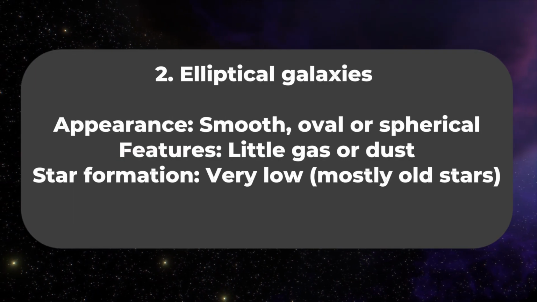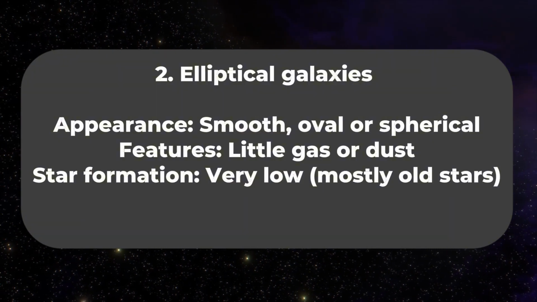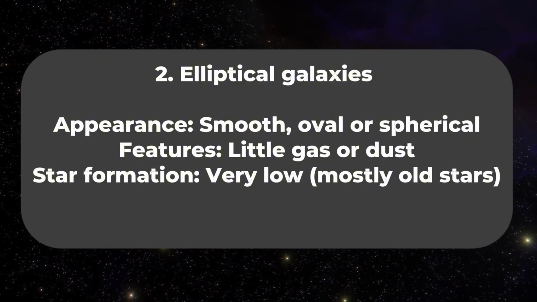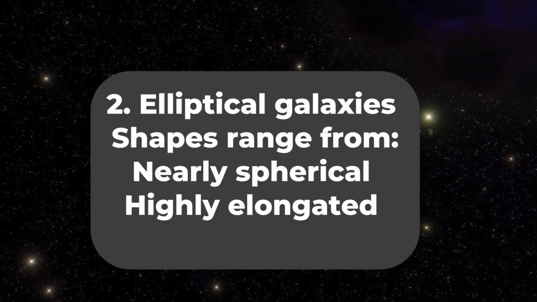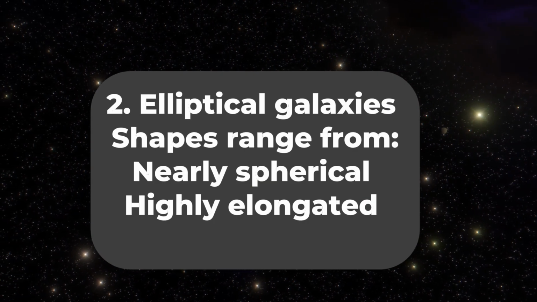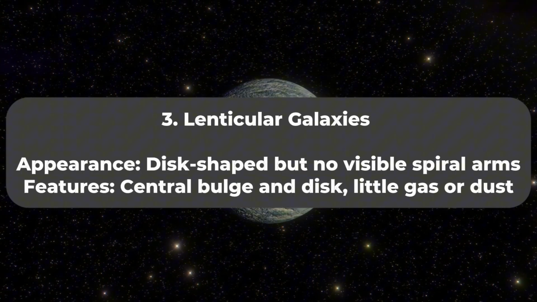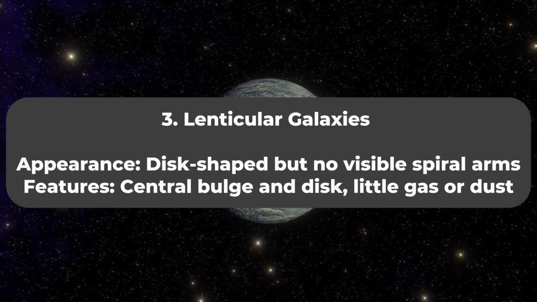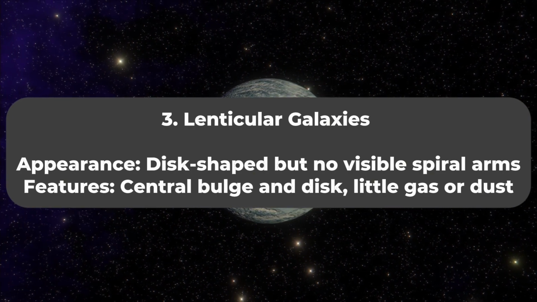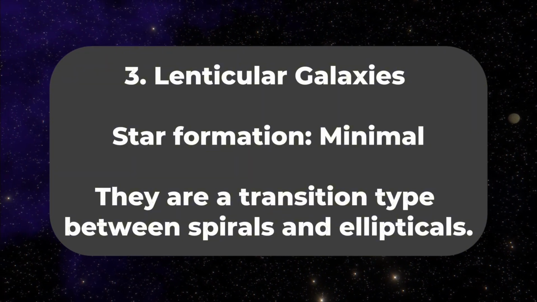2. Elliptical galaxies. Appearance: smooth, oval or spherical. Features: little gas or dust. Star formation: very low, mostly old stars. Shapes range from nearly spherical to highly elongated. 3. Lenticular galaxies. Appearance: disc-shaped but no visible spiral arms. Features: central bulge and disk, little gas or dust. Star formation minimal. They are a transition type between spirals and ellipticals.